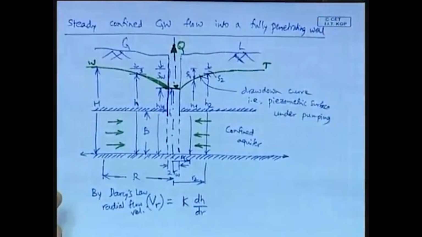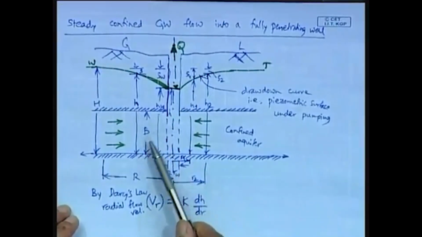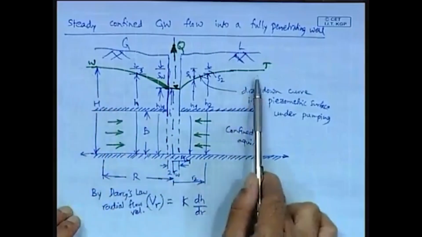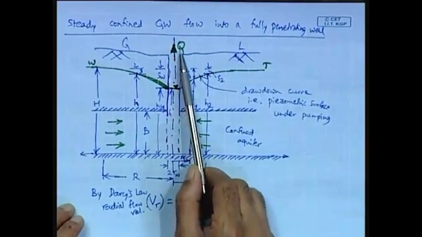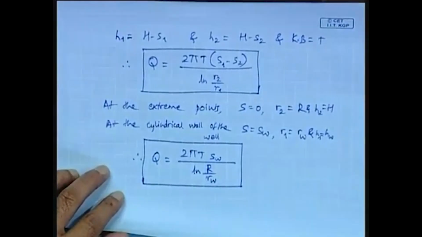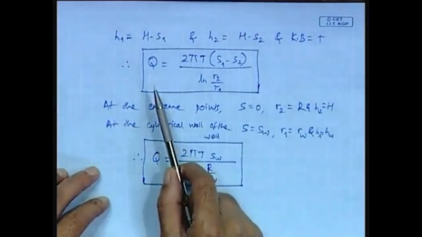In which the confined aquifer thickness was B and the well was fully penetrating the entire thickness of the confined aquifer, and the water table was horizontal before the pumping began, which resulted in a steady flow from the aquifer into the well, and which also resulted in a steady discharge of Q from the well. And we got the expression for the discharge, which is popularly known as the Thiem equation, this is the expression.